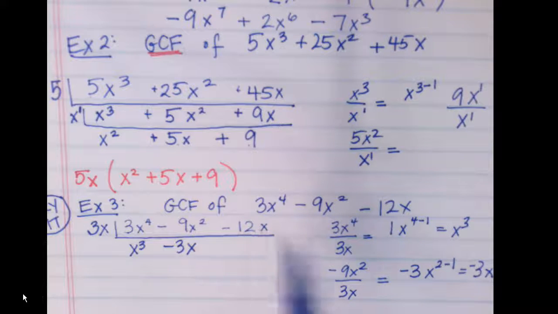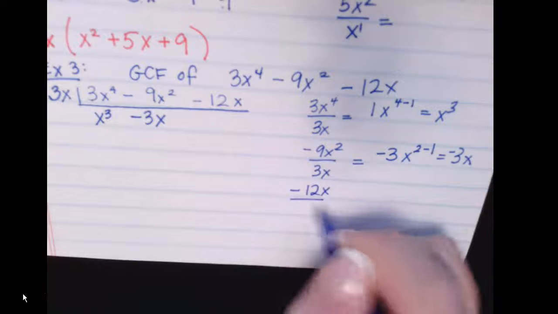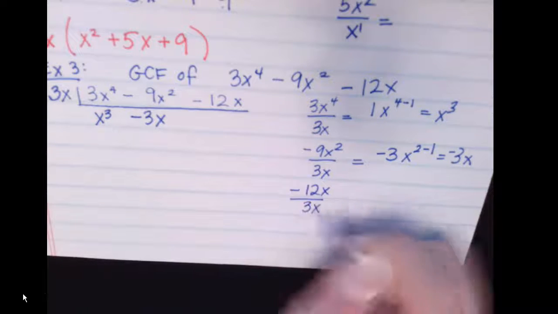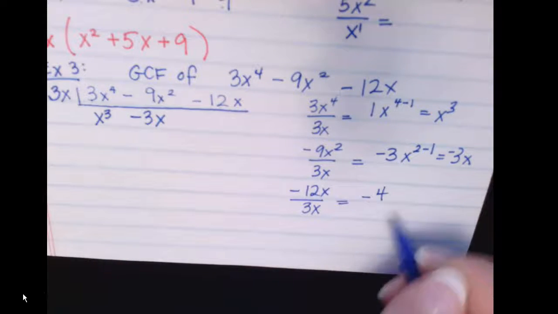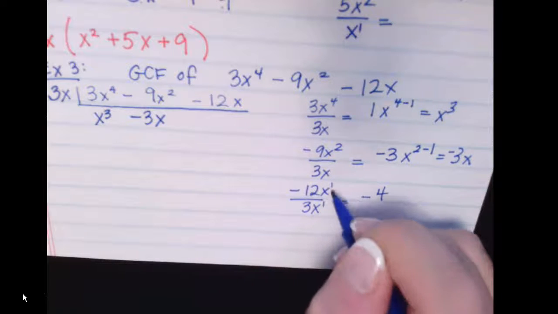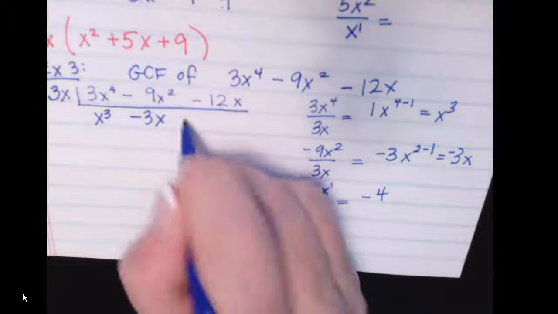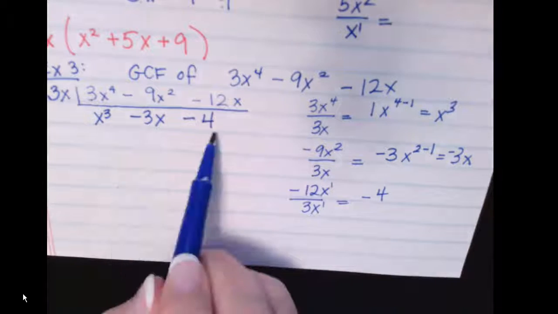And then negative 12x over 3x. And let me adjust my camera. Negative 12x over 3x is negative 4, and then x over x, so that's x to the 1 over x to the 1. 1 minus 1 is 0, so there's no x's left there. So now I've got minus 4.